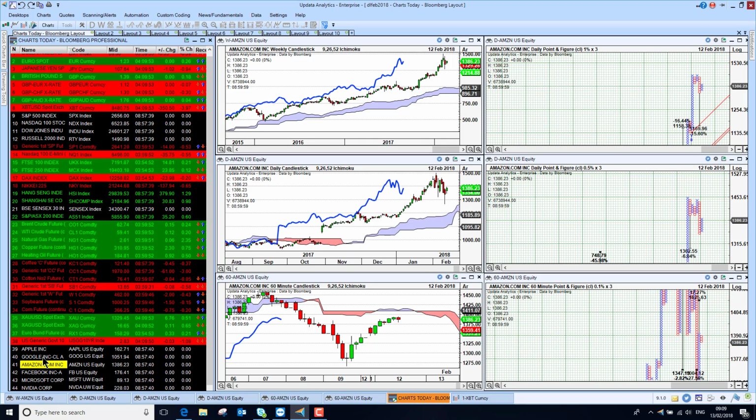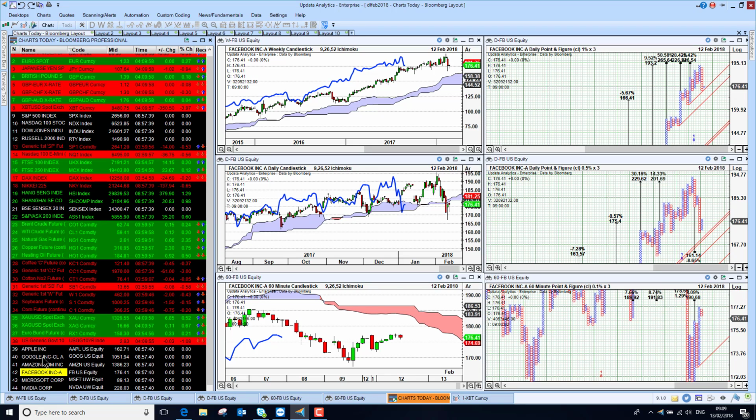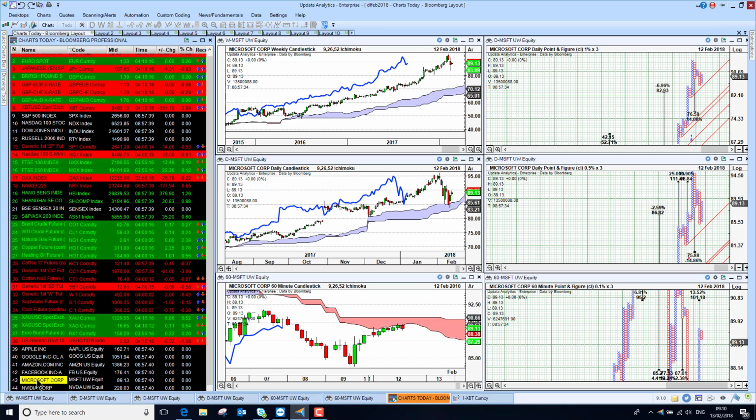Amazon looking pretty bullish on the medium and long term, but still bearish on the short term. Facebook struggling to just break above that 180 level again. So looking bearish in the short term, but medium term holding on to its gains. We do have a downside target here of some 8%. Lots of upside targets on Facebook, but they do seem to be being negated now. Microsoft also bearish below the cloud in the short term, but the long term still looks pretty good.